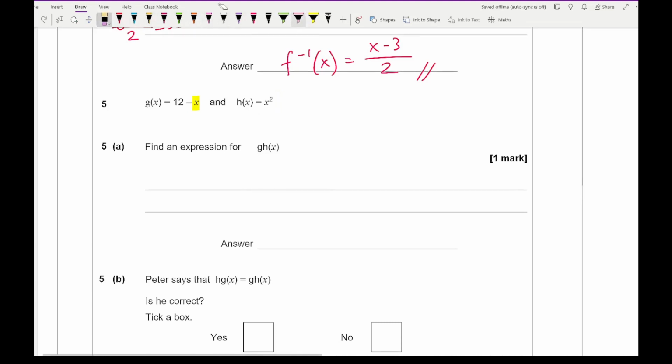Let me just make sure that is pink rather than a dodgy shade. So substituting that in, I get 12 minus, instead of writing x, I'm going to write this function instead. So that becomes x squared. So the final answer then is 12 minus x squared.